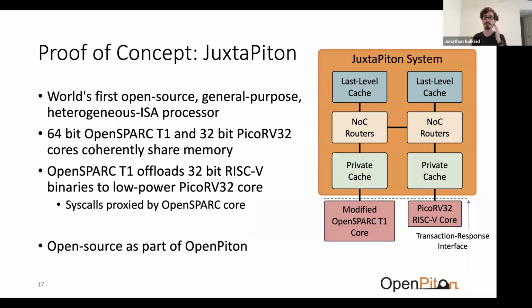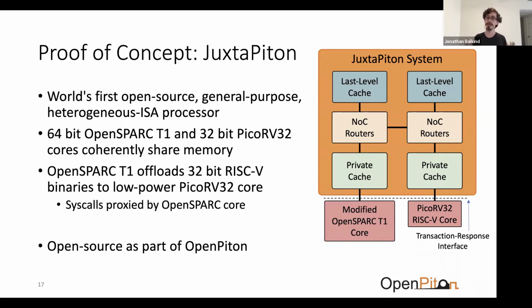So the first proof of concept that we built, I mentioned, is called JuxtaPiton. And JuxtaPiton is, we believe, the world's first open source general purpose heterogeneous ISA processor. So the idea here is that we bring together an application class core that can boot a real operating system, in our case Linux, with a microcontroller class core, and have them coherently share memory under the hood. So we actually boot Linux on the SPARC core, and we can transparently offload binaries of a completely different ISA that the main core really knows nothing about to the microcontroller core. And it can also even have syscalls proxied back to the T1 core to be able to reach its goals.